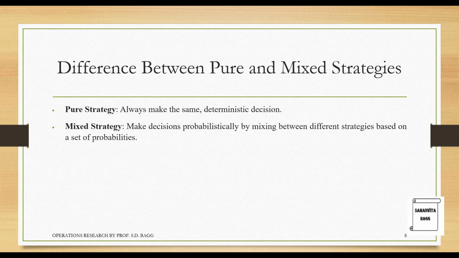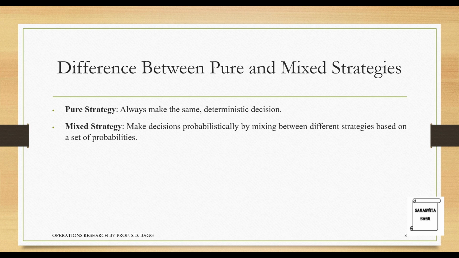Difference between pure and mixed strategies. Pure strategy always makes the same deterministic decision. Mixed strategy makes decisions probabilistically by mixing different strategies based on a set of probabilities. So like in the rock, paper, scissors game, you can choose rock, paper or scissors. But using this probabilistic approach, you are actually improving your chances of winning. Though it is one third, at least you win. But there is a two-third chance that you do not go into loss.